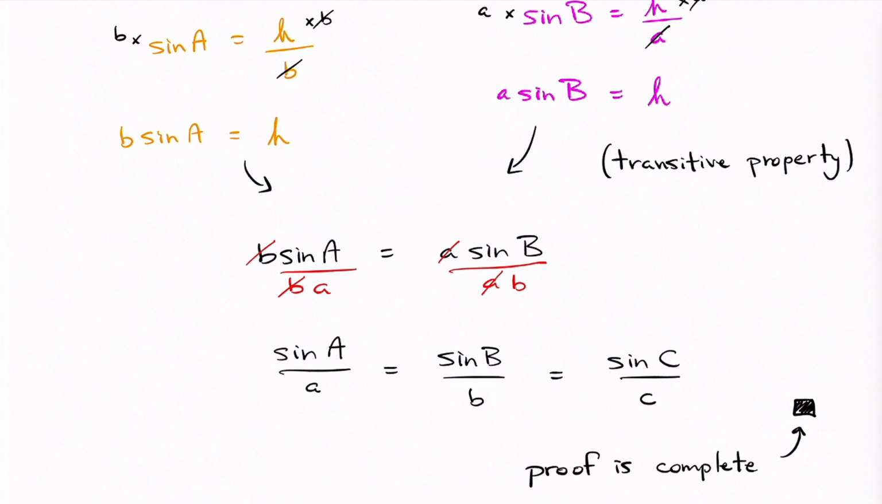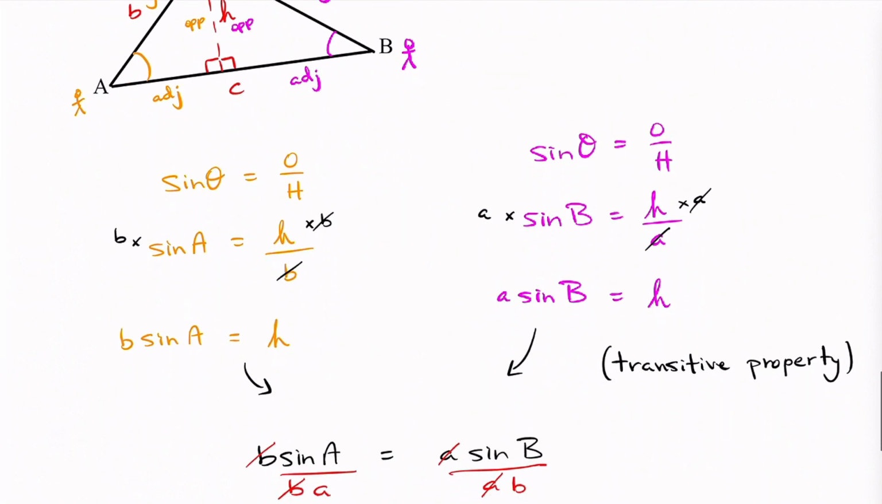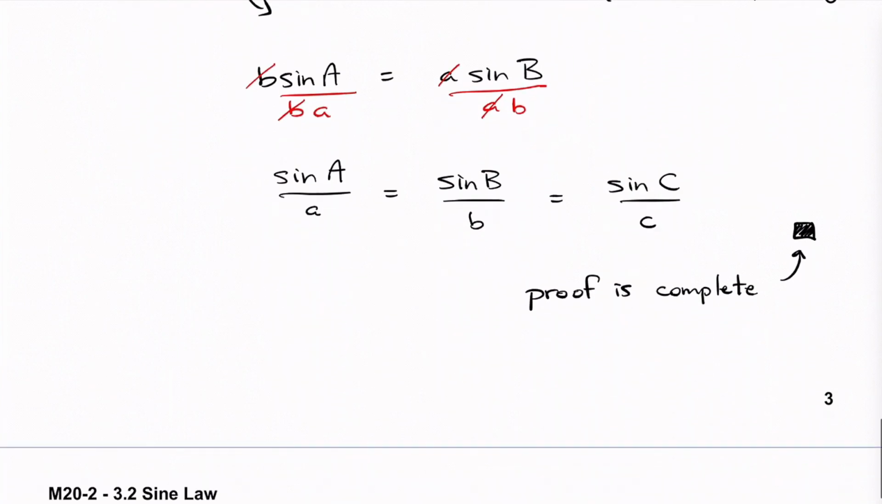So now that we're done with the proof, we can move on to examples. And don't get frustrated if you find the proof to be difficult. I would go back and rewatch this section and see if you can maybe do it on your own. Proofs are never easy. So on to our examples.